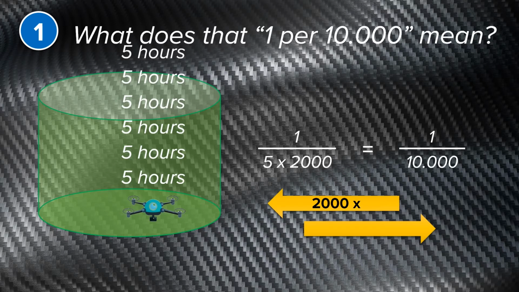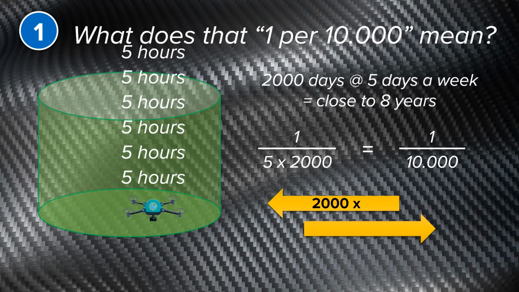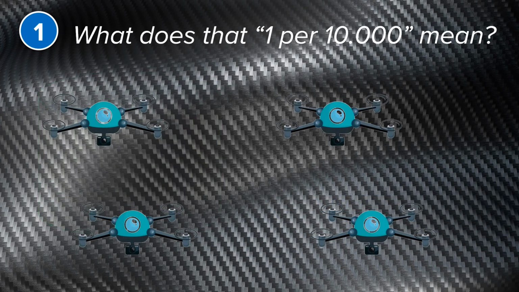If you fly on weekdays, it takes almost 8 years to accumulate the 10,000 flight hours with one drone. We can therefore also say that if you fly 5 hours a day and only have, on average, one flyaway every 8 years, you comply with the 1 over 10,000 requirement. We previously illustrated the requirement using 4 drones.